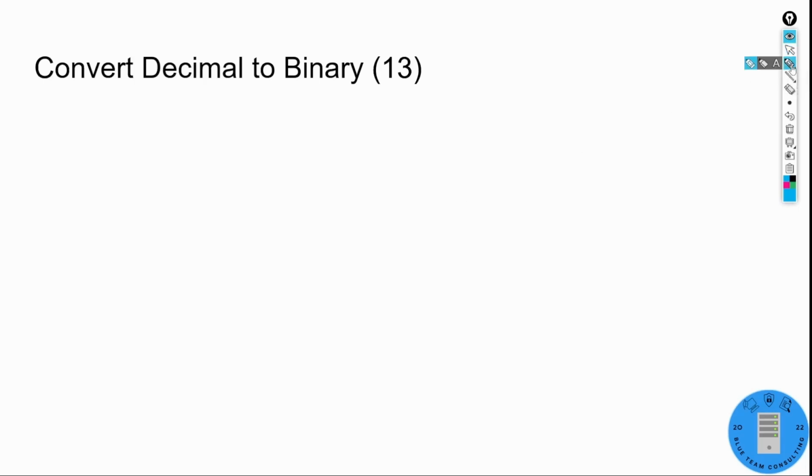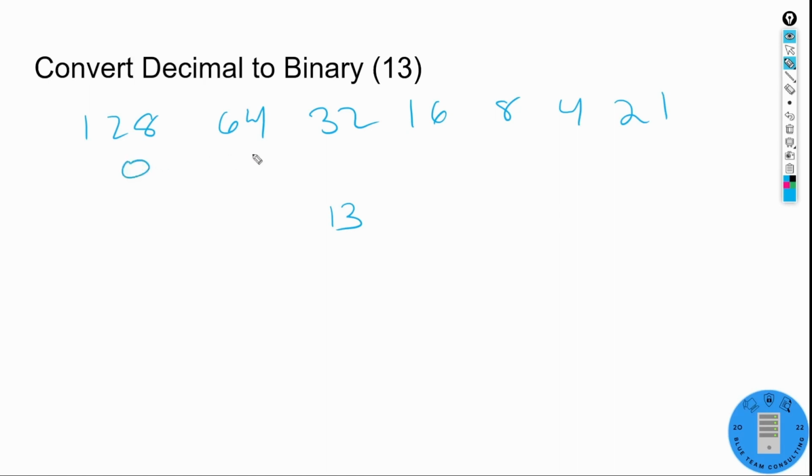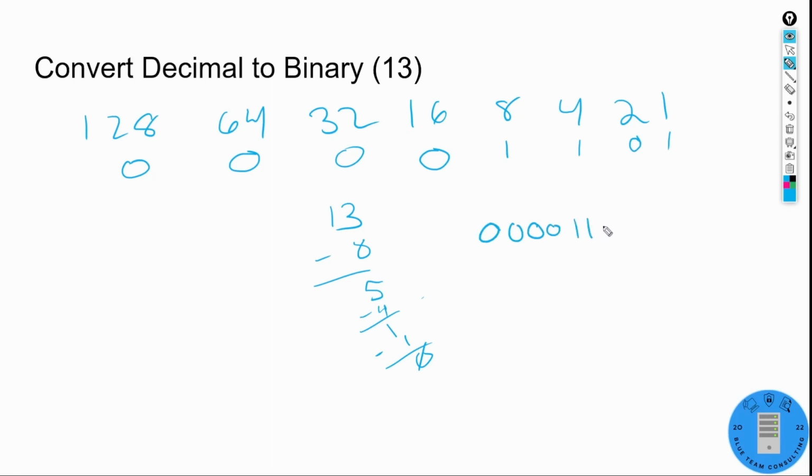Let's do 13. 128, 64, 32, 16, 8, 4, 2, 1. Starting with 13. 128 does not fit into it, nor does 64, or 32, or 16, but 8 does. Subtract 8. We're left with 5. 4 fits into 5. 1 left over. 2 does not fit into 1, but our 1 does. And we're squared up. So 13 becomes 0, 0, 0, 0, 1, 1, 0, 1.